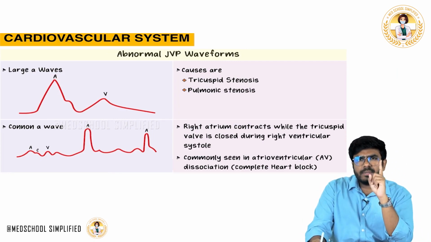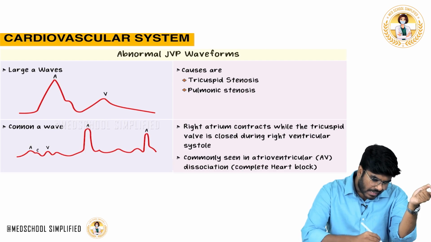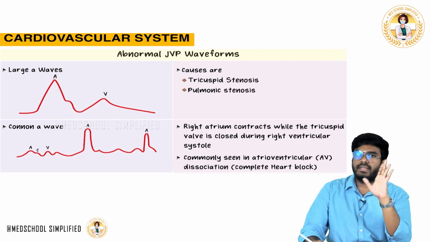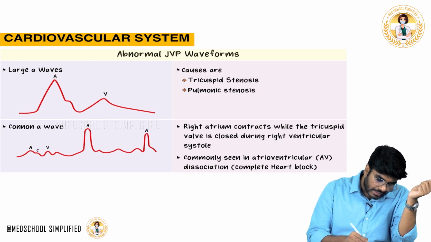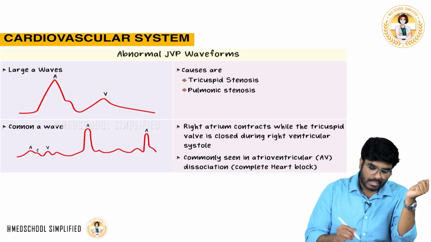See, A wave is because of atrial contraction. If there is a large A wave, there is some problem with the atrial contraction. What is that problem? Large A waves are seen in tricuspid stenosis or pulmonic stenosis.